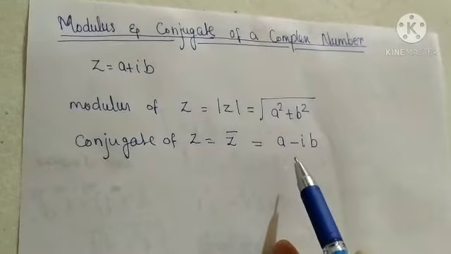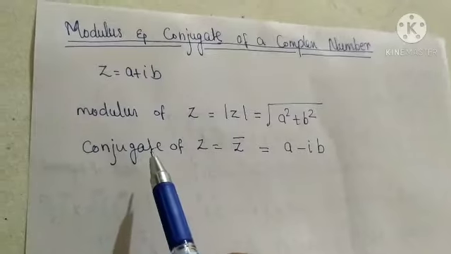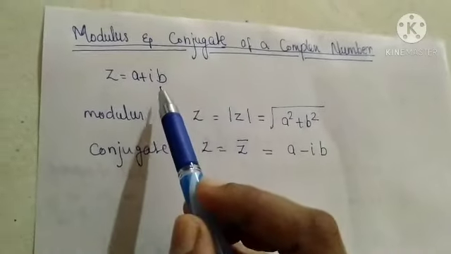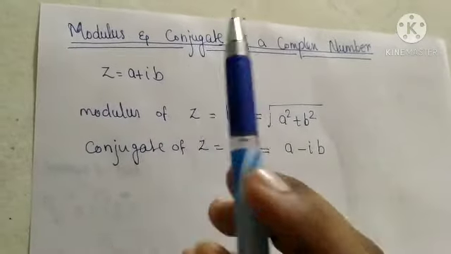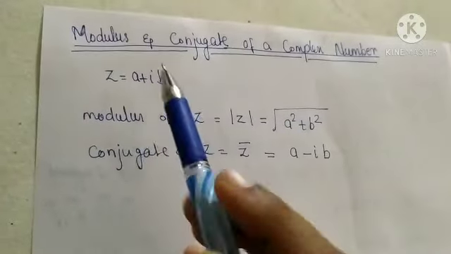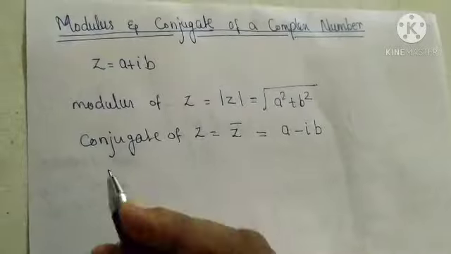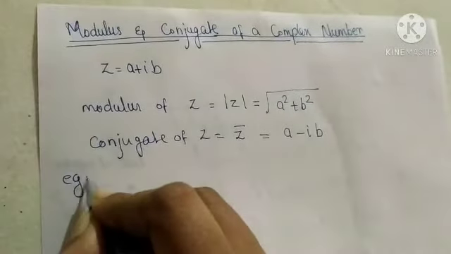Real part is the same, and in calculating the conjugate of z, we just change the sign of the imaginary part. The real part remains the same. Okay, so let us take one example.